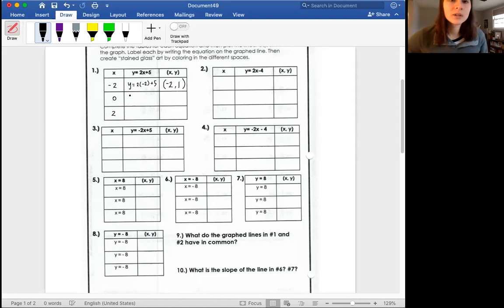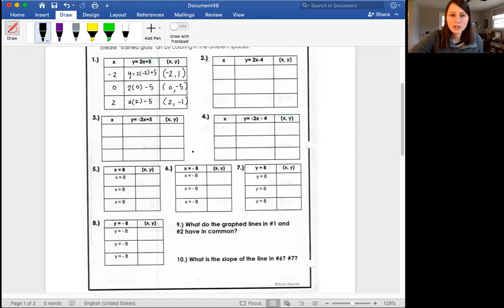Okay, so I'm going to do 2 times 0 minus 5. So 0 minus 5 is -5. And so y is -5. And x is 0. And then we have 2 times 2 minus 5. So 4 minus 5 is -1. So this will be -1. And the input is 2. The x is 2. Okay, so these are my points, -2 and 1.